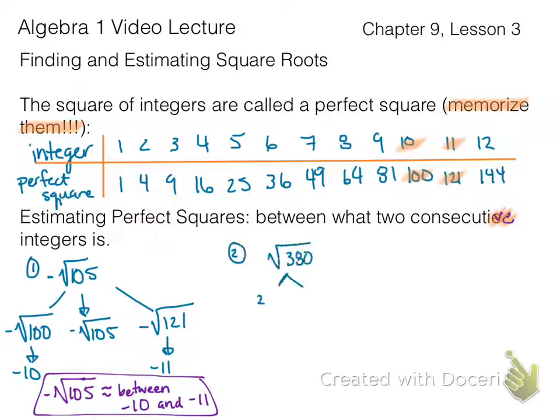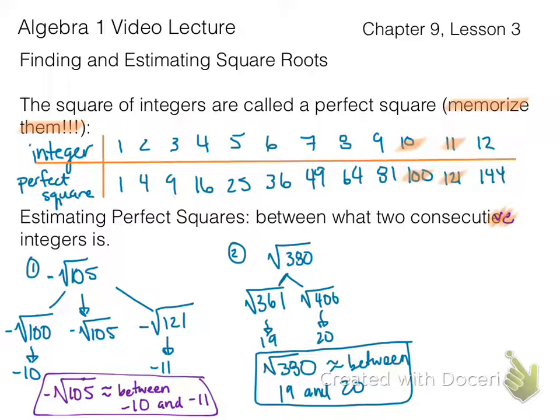Okay, so here's another one. We have the square root of 380, and it's between the square root of 361 and 400, which is 19 and 20, and that means that the square root of 380 is between 19 and 20. It's actually probably closer to 19, I'd say. 380 is closer to 361 than it is to 400. Yeah, it's probably right in the middle, honestly. But unless you want the exact number, you're going to have to do it in your calculator.